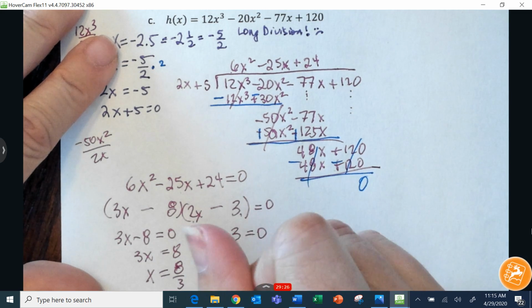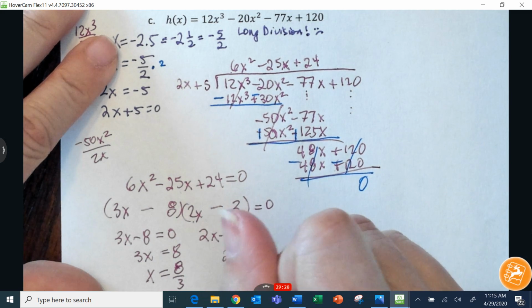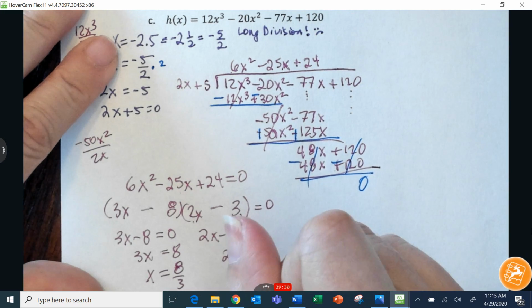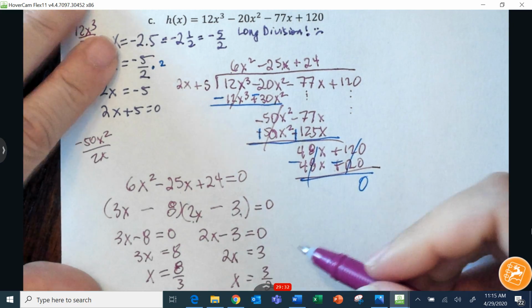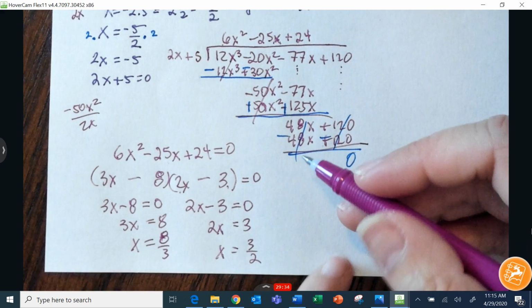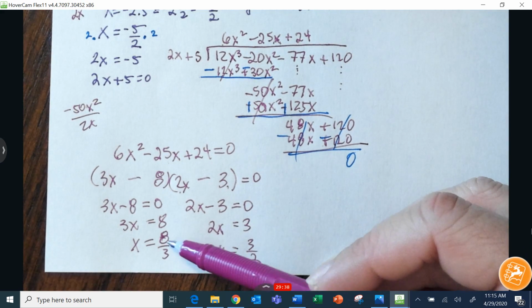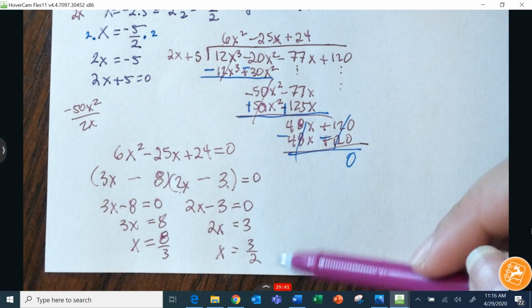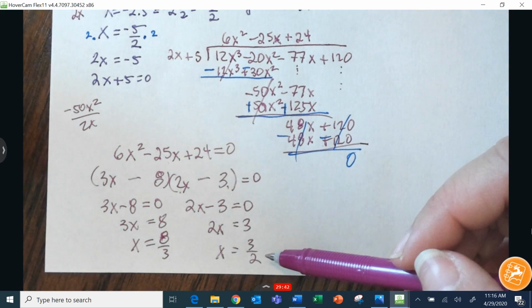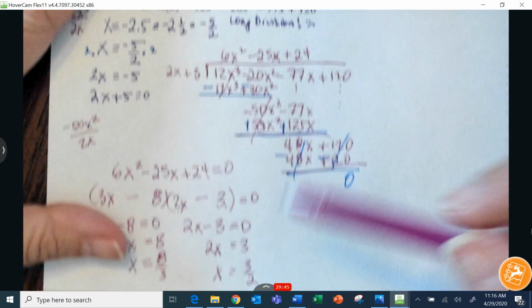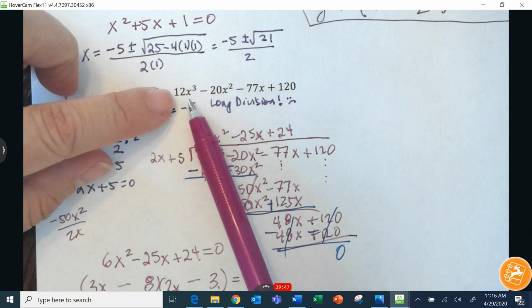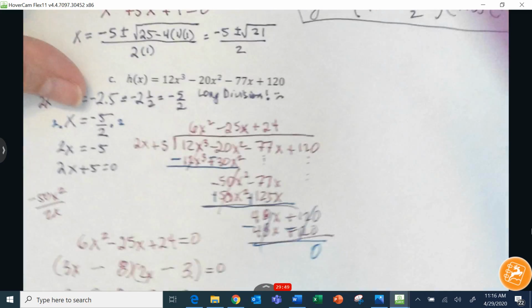I'm actually doing something right now that I don't need to do. Just out of habit, I'm doing it, but I totally didn't need to even do this. We're trying to write this in factored form. Well, I guess it doesn't hurt, because now this is going to help me know what form to put it in. We have 3 factors, or 3 zeros, and that's good because my degree was 3.